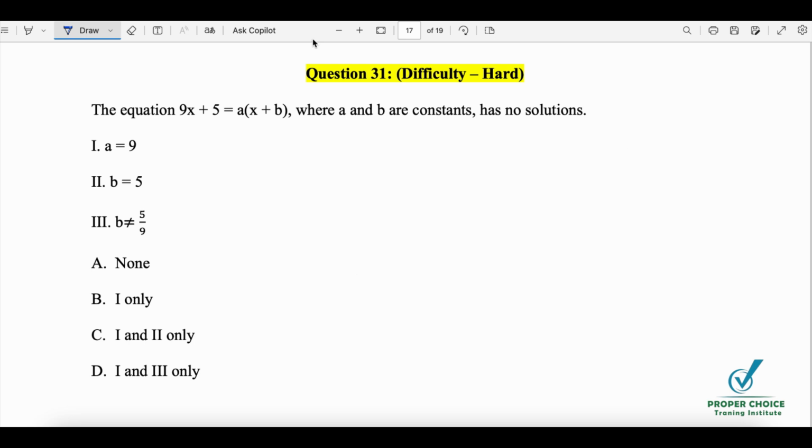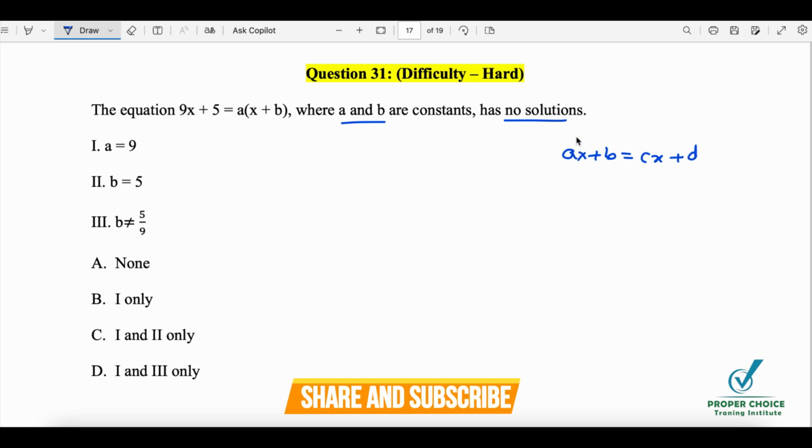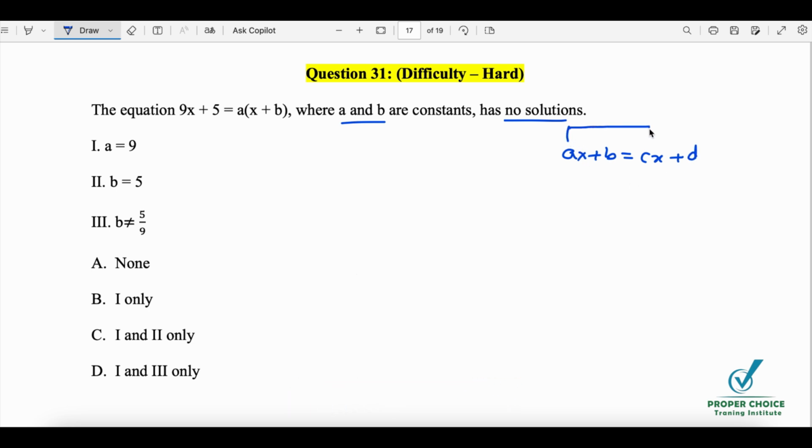The equation 9x plus 5 equals a times x plus b, where a and b are constants, has no solution. For what values of a and b does the equation have no solution? That's the question. Now, what is the condition for no solution? If I write ax plus b is equal to cx plus d, the situation will have no solution only and only when the coefficients of x are the same, that is a should be equal to c, and the constant term b should not be equal to d. That's what I have to look at.